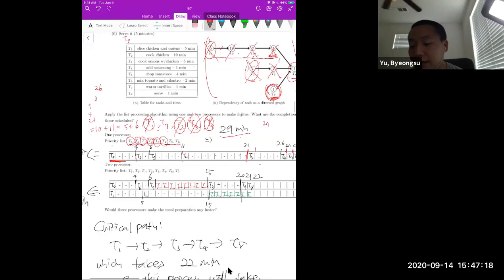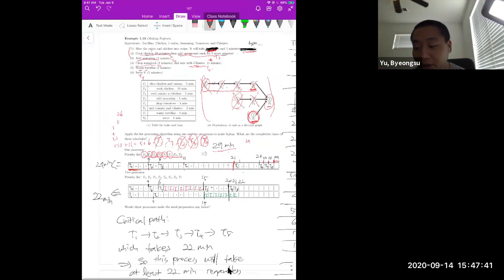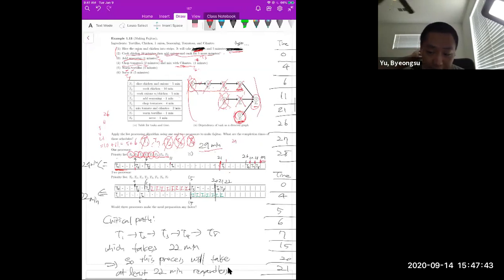So in the case of one processor, just using your priority list, first figure out what the ready jobs are at a given time. Then use your priority list to choose the most prioritized job among the ready tasks, not the whole task set, right? So that's the one processor case. Do you have any question on one processor?